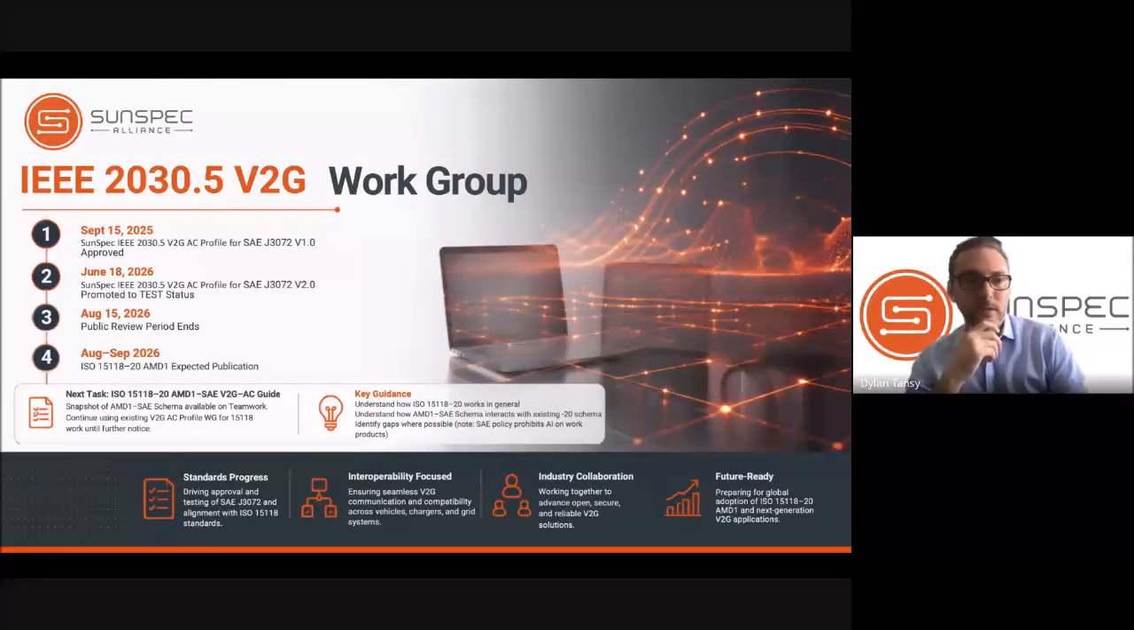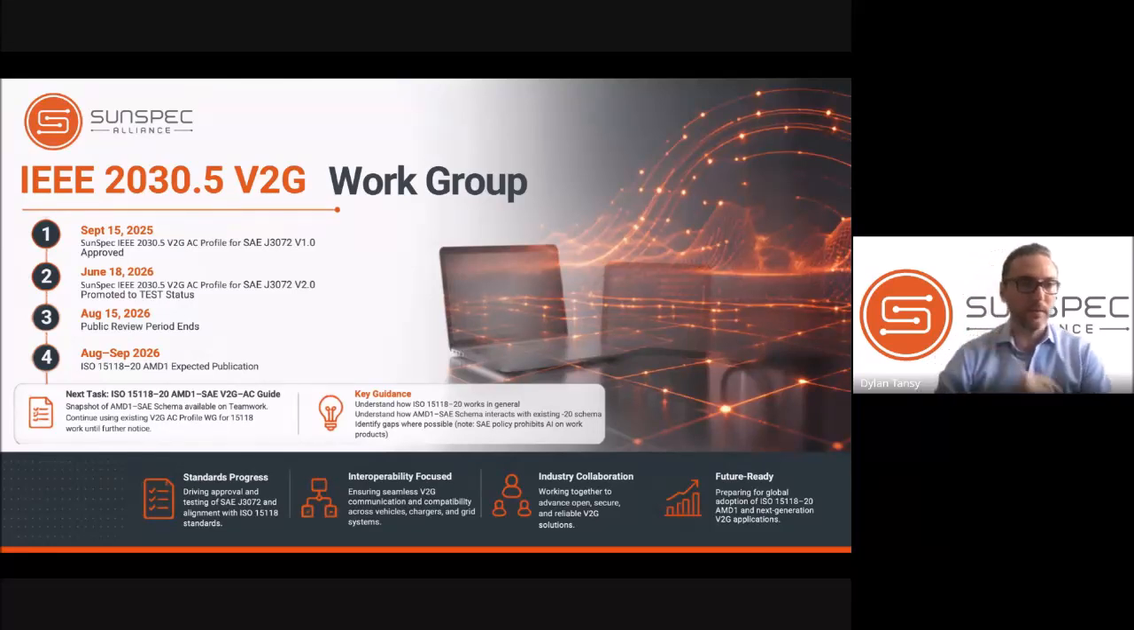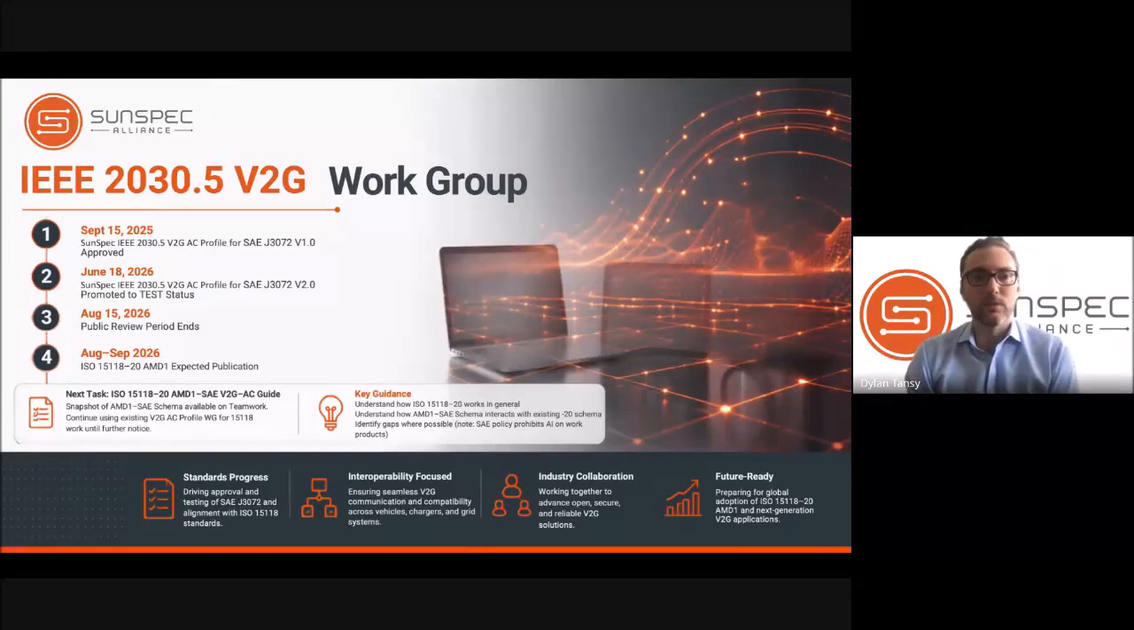So continuing on, just to talk a little bit about the IEEE 2030.5 V2G work group, you can see a little bit of a timeline here. We finalized version 1.0 of the 2030.5 V2G AC profile for SAE J3072 in September of last year. We immediately started working on version 2.0 because J3072 had been updated and version 1.0 was based on the previous version. So we marked that one done and immediately started working on version 2.0. And in the last meeting, promoted it to test status. And so this specification will be in public review and comment period until August 15th. So we've got a 45-day review period being announced here today.